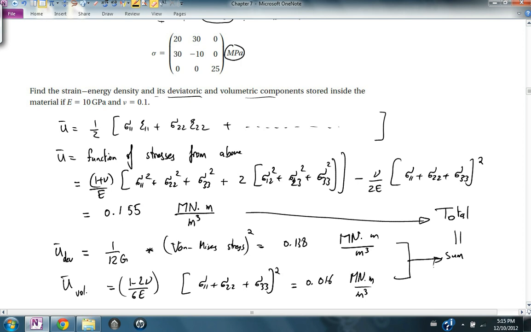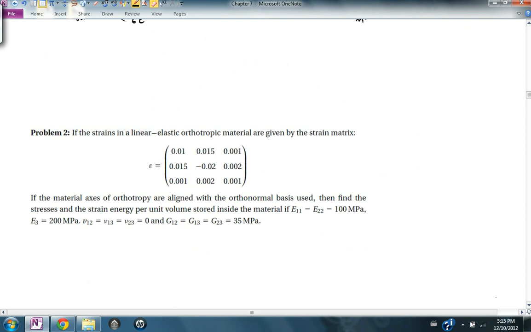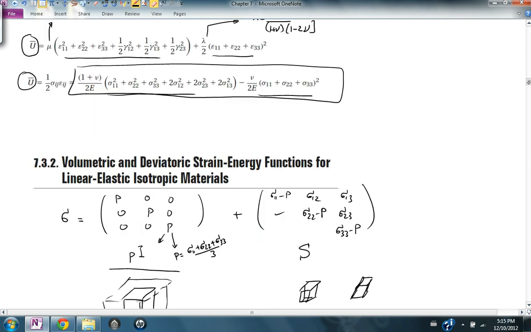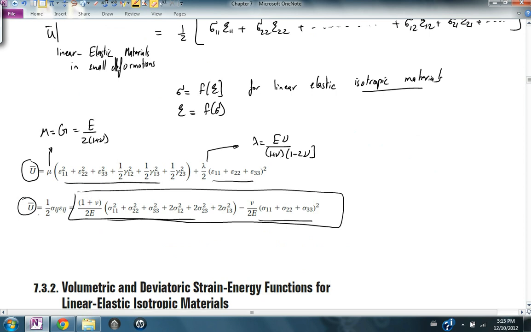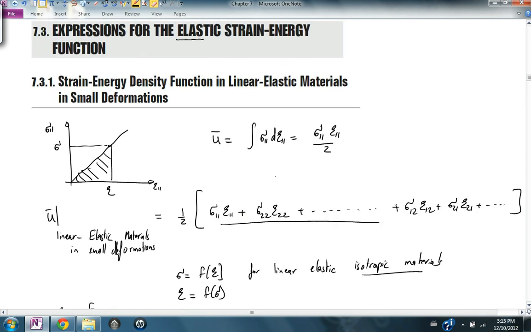All right, the next problem, we have the strains in a linear elastic orthotropic material. Now, it's an orthotropic material, which means I can only utilize the general form. So I'm going to go up. All these are functions of Young's modulus and Poisson's ratio. These are all for linear elastic isotropic materials. The only general form is this. General form for linear elastic materials.